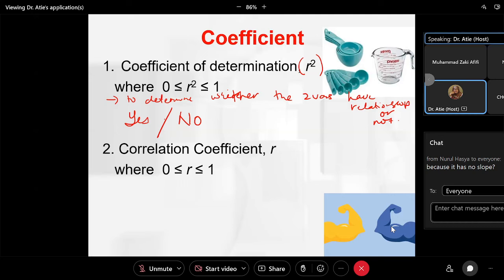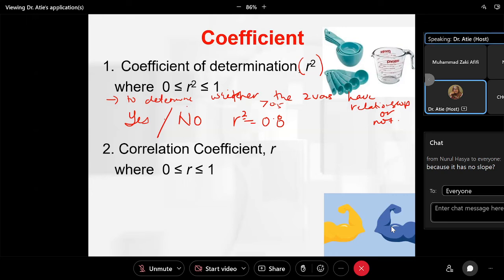So let's say R squared is equal to 0.8, so it is more than 0.5 and close to 1. Then we say yes, the variables x and y have a relationship. So the answer is yes or no, just like what you answered me just now when I asked whether they have a relationship or not.